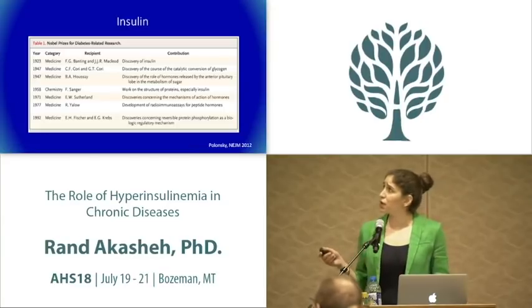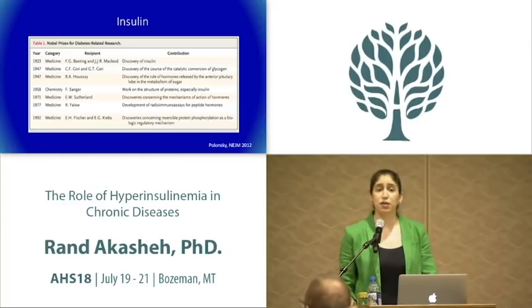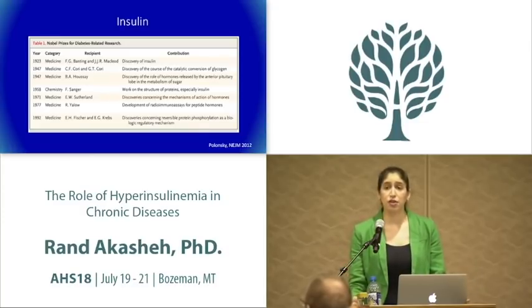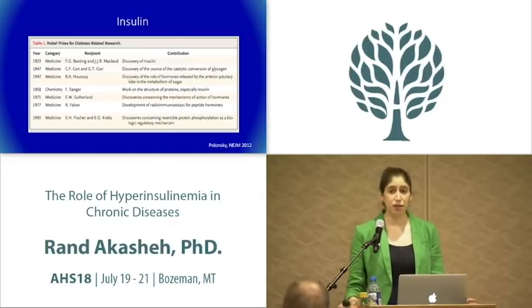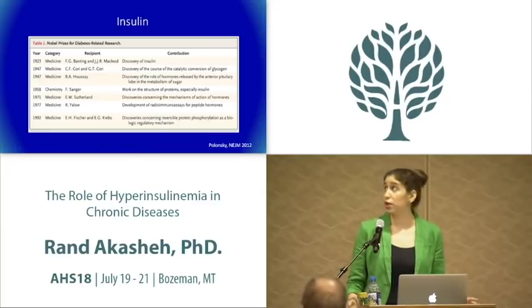And ever since insulin's discovery, since 1923, much work has been done to understand its functions until we also further understood how it works in type 2 diabetes, and many Nobel Prizes were granted to scientists for their work on insulin.